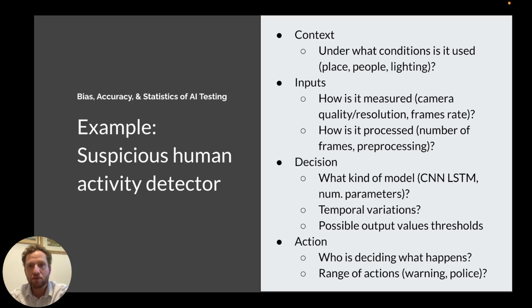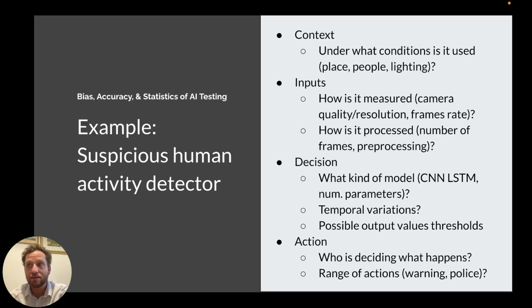What about the decision procedure? So what kind of model? Is it a CNN, which is a convolutional neural network? Is it an LSTM, a long short-term memory network? More likely nowadays, it would be some sort of transformer model. What are the number of parameters? How about temporal variations? Is the model consistent the entire way through, or does it change? Is it being trained at a particular cadence? When was the testing done relative to the parameter space of those changes?